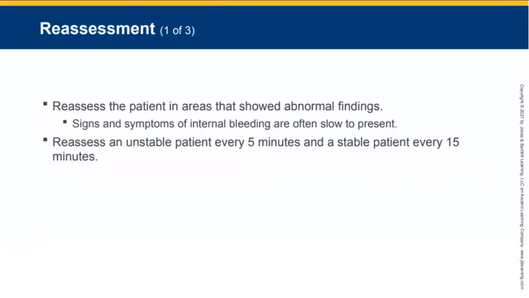Once we have completed the secondary assessment, we move to the final phase of the patient assessment, reassessment. Reassess the patient in areas that showed abnormal findings. Signs and symptoms of internal bleeding are often slow to present. Reassess an unstable patient every 5 minutes and a stable patient every 15 minutes, and you constantly monitor your patient.